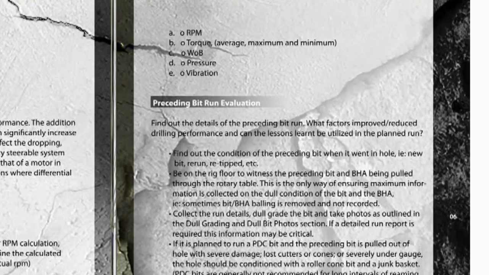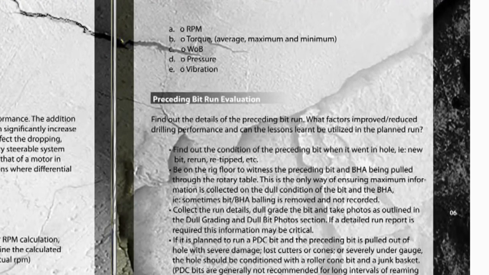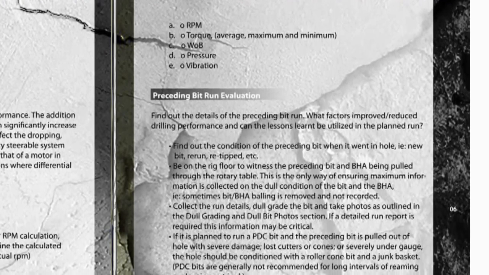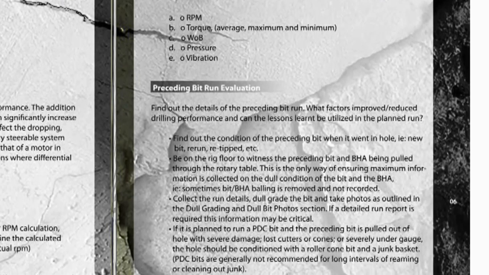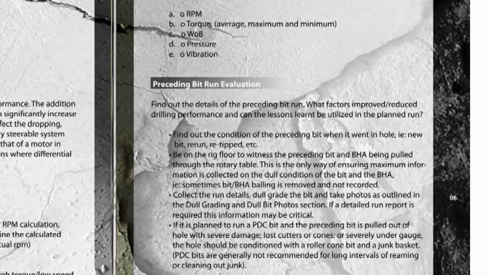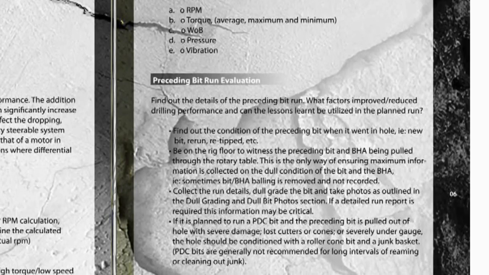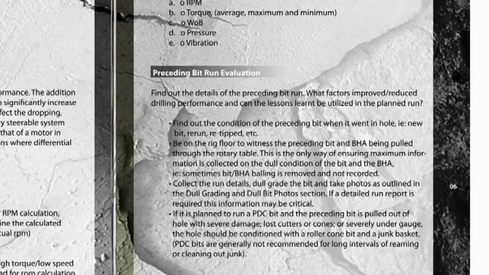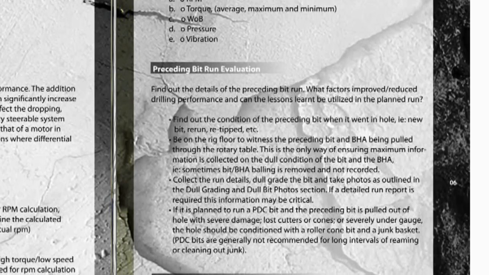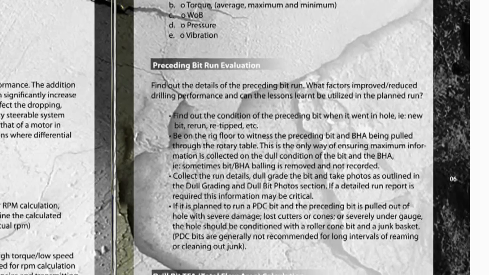Preceding bit run evaluation. Find out the details of the preceding bit run. What factors improved or reduced drilling performance, and can the lessons learnt be utilized in the planned run? Find out the condition of the preceding bit when it went in hole, i.e. new bit, rerun, retipped, etc.